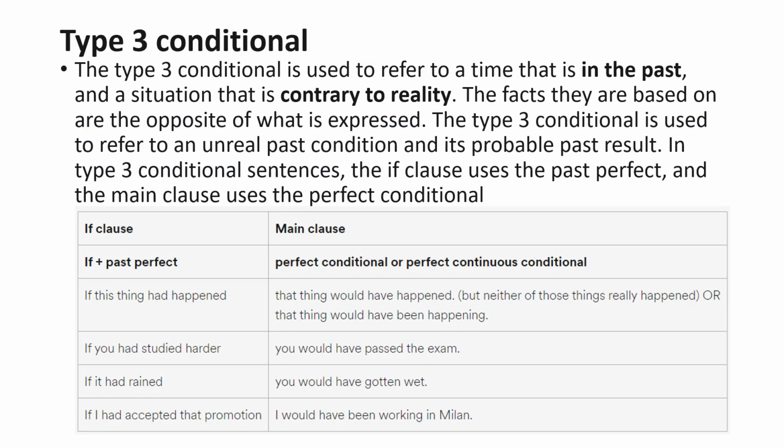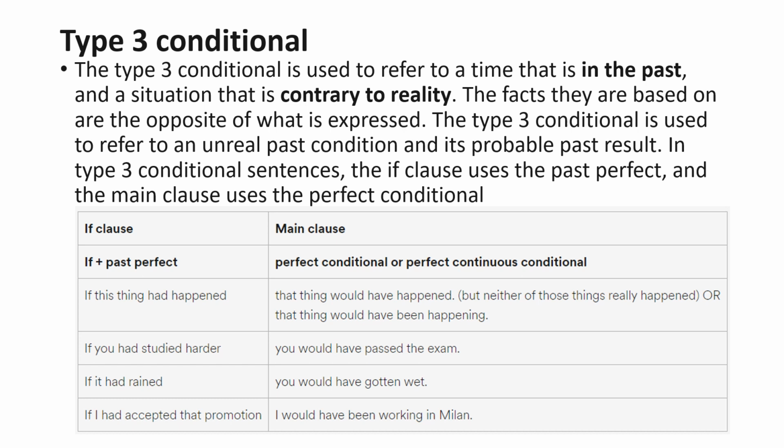So moving towards the type 3 conditional. The type 3 conditional is used to refer to a time that is in the past and a situation that is contrary to reality. The facts they are based on are the opposite of what is expressed. So the type 3 conditional is used to refer to an unreal past condition and its probable result in the past.